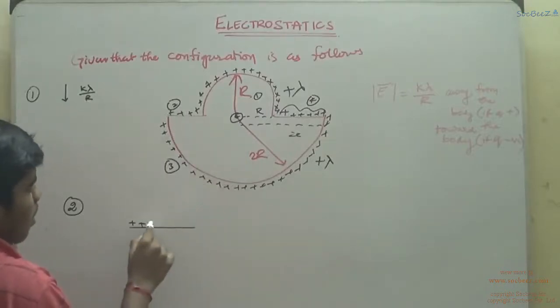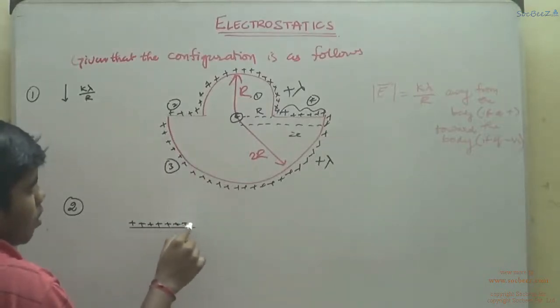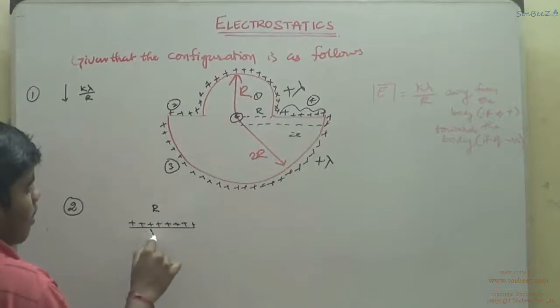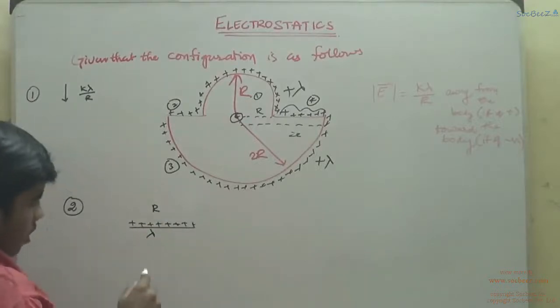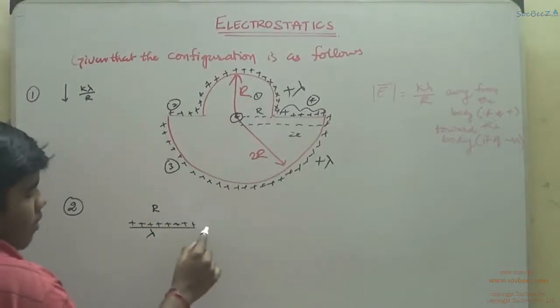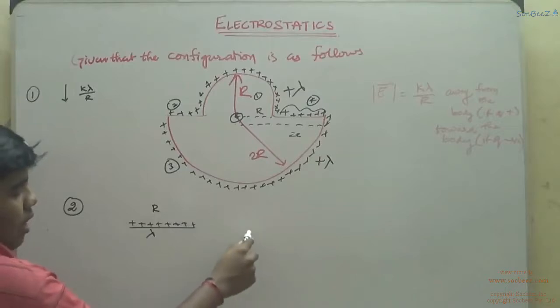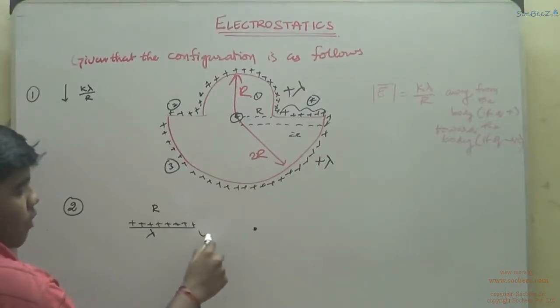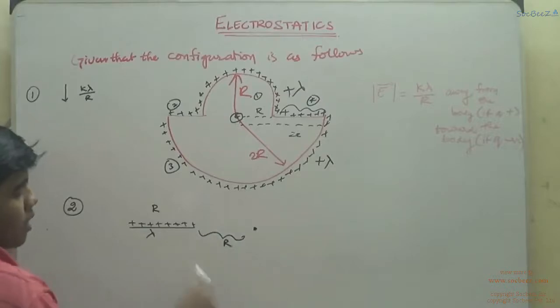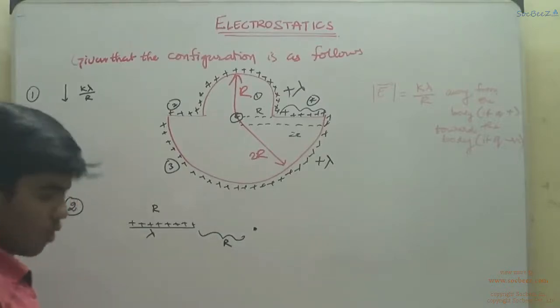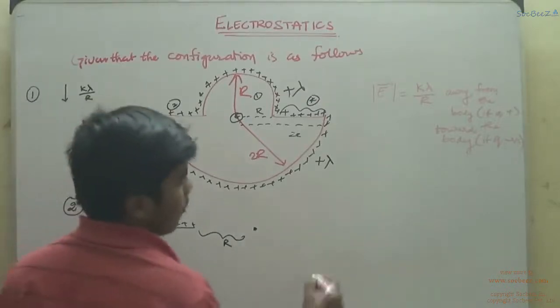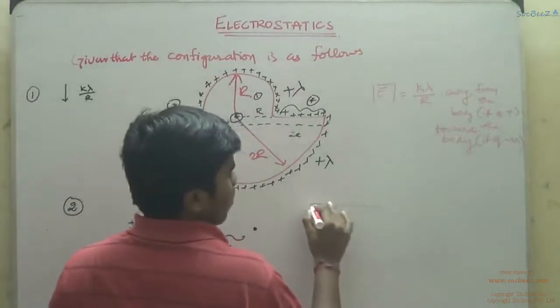So we have a rod of length r having charge density lambda, and we are asked to find the electric field at a point which is at a distance of r from the charge. Now if you recall, we have derived the formula for this case.